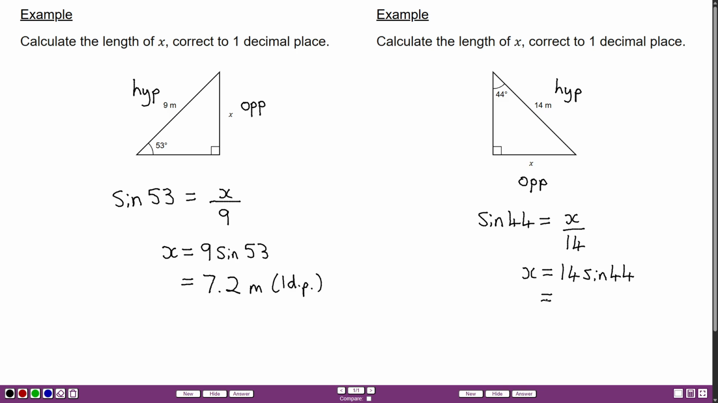And putting that into our calculator tells us 14 times sine 44 to one decimal place. That comes out to be 9.7 meters, and that's to one decimal place.